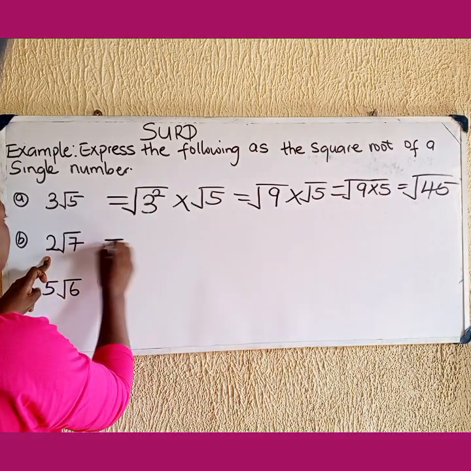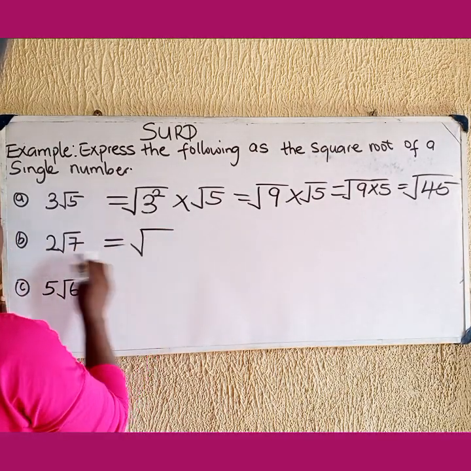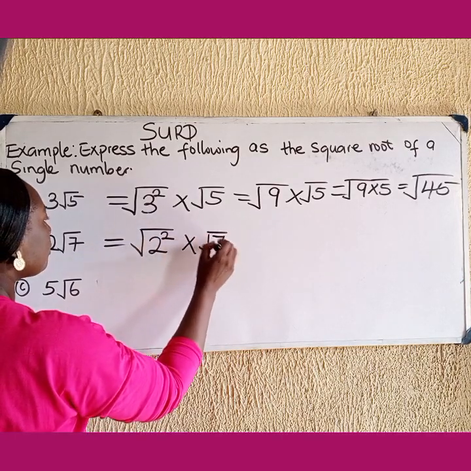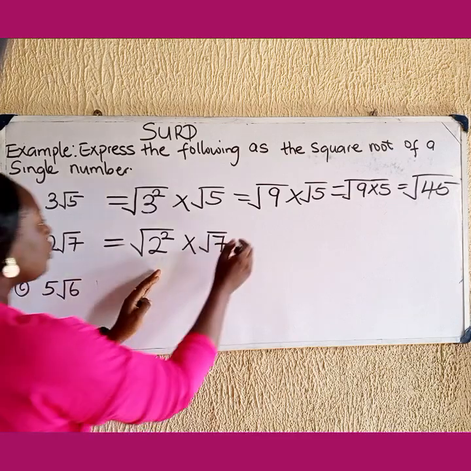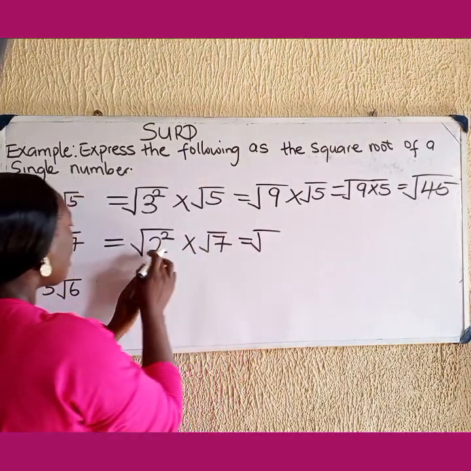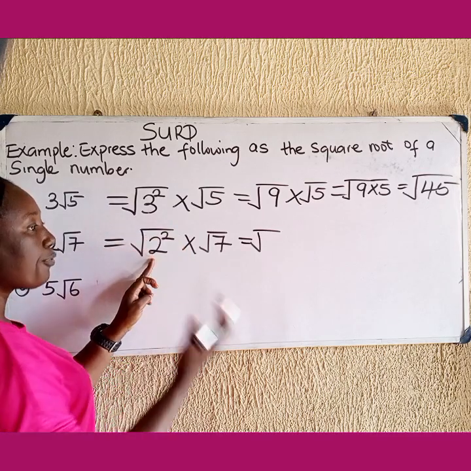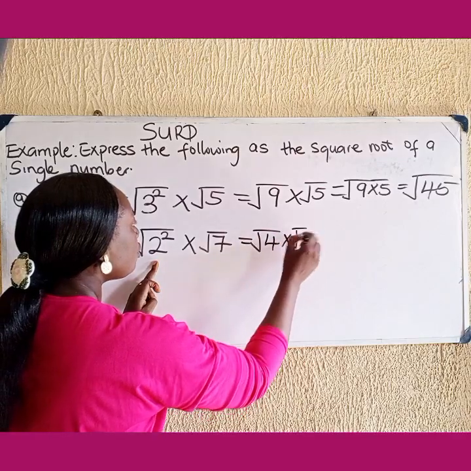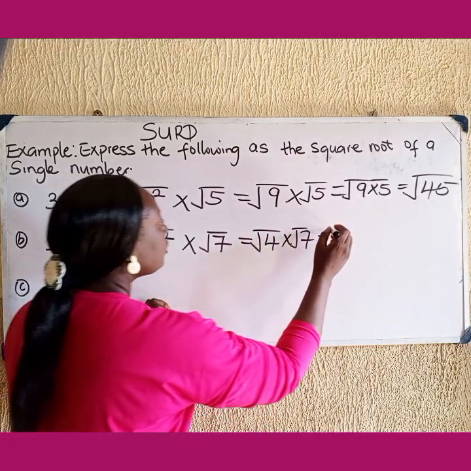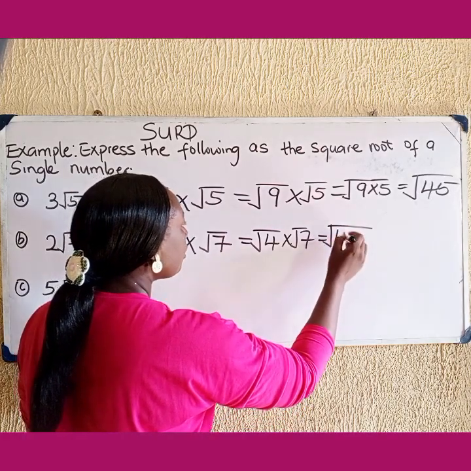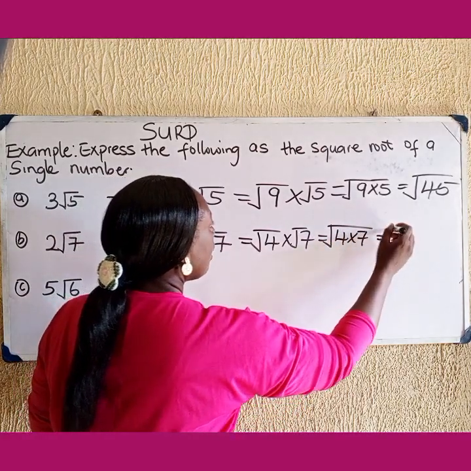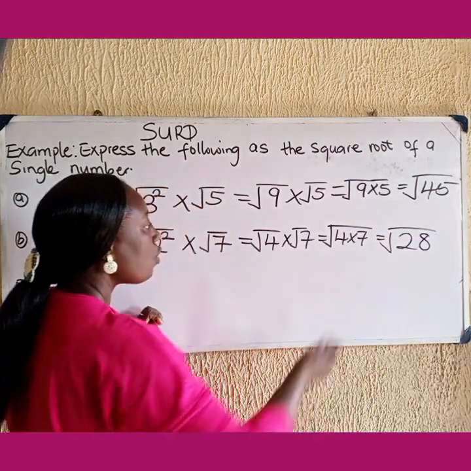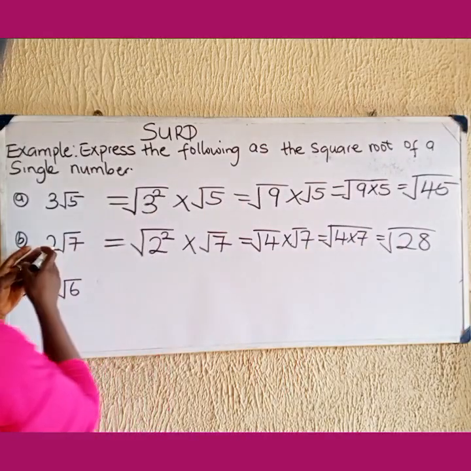Now for the second one, the same method. This is root 2 raised to power 2 times root 7. Now this root 2 raised to power 2 is equal to what? 4. It means 2 times 2, which is 4, times root 7. Now writing them together, I will have 4 times 7. And the 4 times 7 will give me what? 28. When you simplify root 28, you are going to get back what?